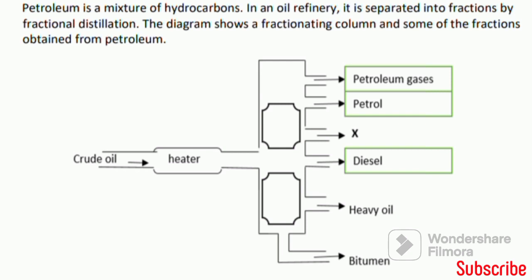Okay, so we've got crude oil heated, there is a heater there, and the fractions are the petroleum gases, petrol, X, diesel, heavy oil, bitumen. These are the fractions we are seeing here. The crude oil is heated to about 300 to 350 degrees Celsius and pumped into the fractionating column. This temperature, which is 350 degrees Celsius, is maintained in the fractionating column.